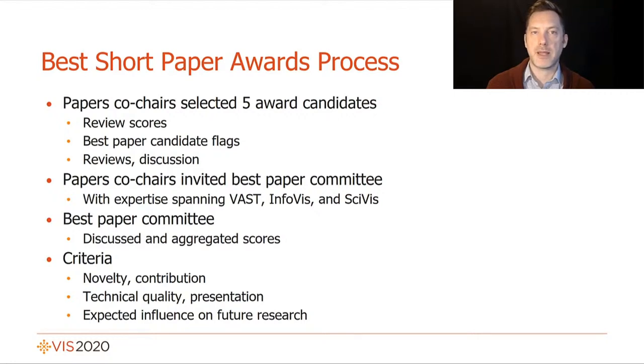We then passed these papers to the committee, which was composed of members who had expertise covering all areas of the call for papers. The committee then discussed and scored the papers and compiled their scores, and the criteria they were using were novelty, technical contribution, the quality of the presentation, as well as the expected influence on future research.